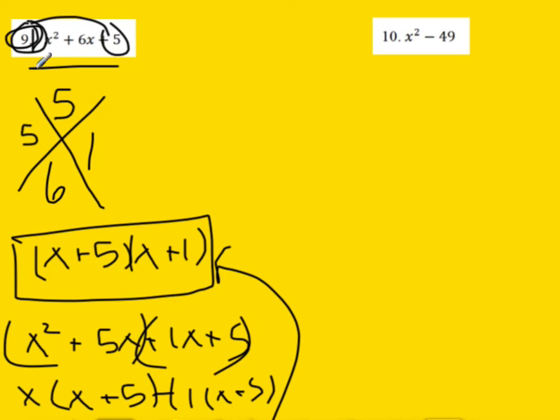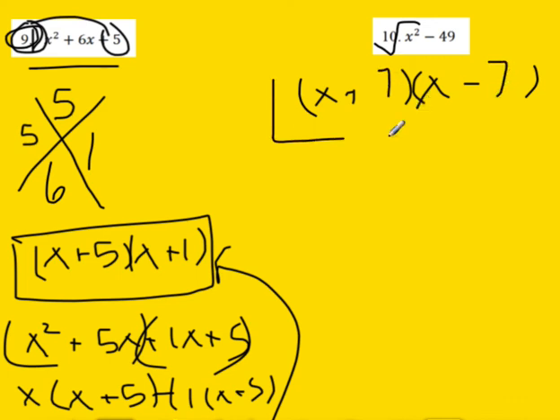Number 10 is going to be using that difference of squares idea. When you're doing difference of squares, you set up 2 parentheses. You put a plus in one and a minus in the other. Then you take the square root of the first term. The square root of x squared is just x, and you put that in the first spot. The square root of the second term goes in the second spot. So that's your final answer for number 10.